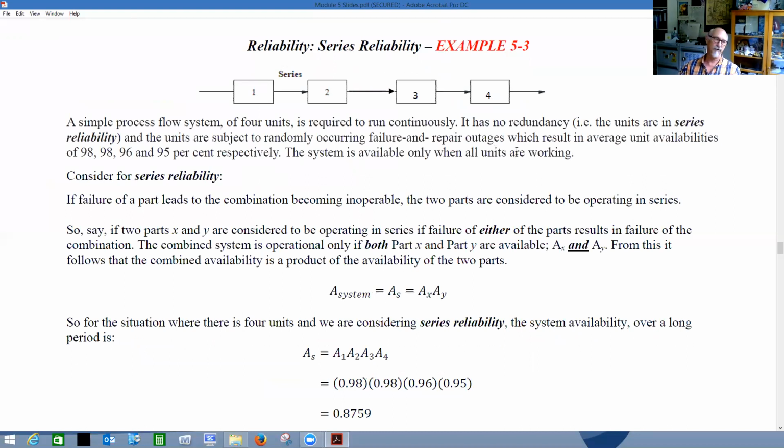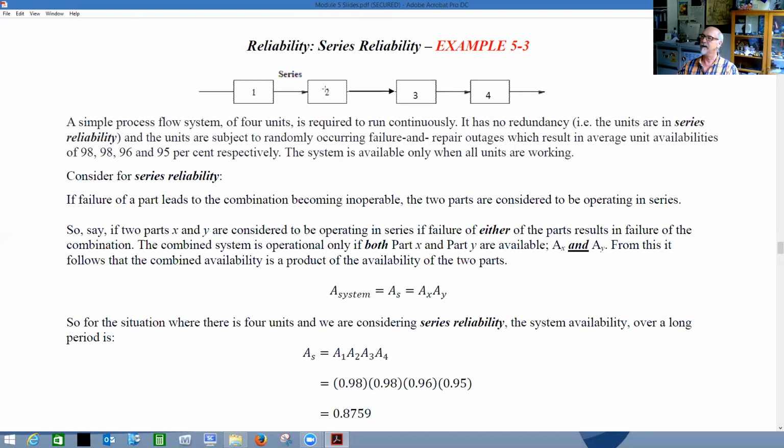Also, they're introducing this idea of availability now. So what we have is a simple process flow system occurring here. It's got 4 units that are running continuously like that. It's got no redundancy, that is the units are in series reliability, and the units are subject to randomly occurring failure and repair outages, which result in the average unit availabilities of 98, 98, 96, 95.